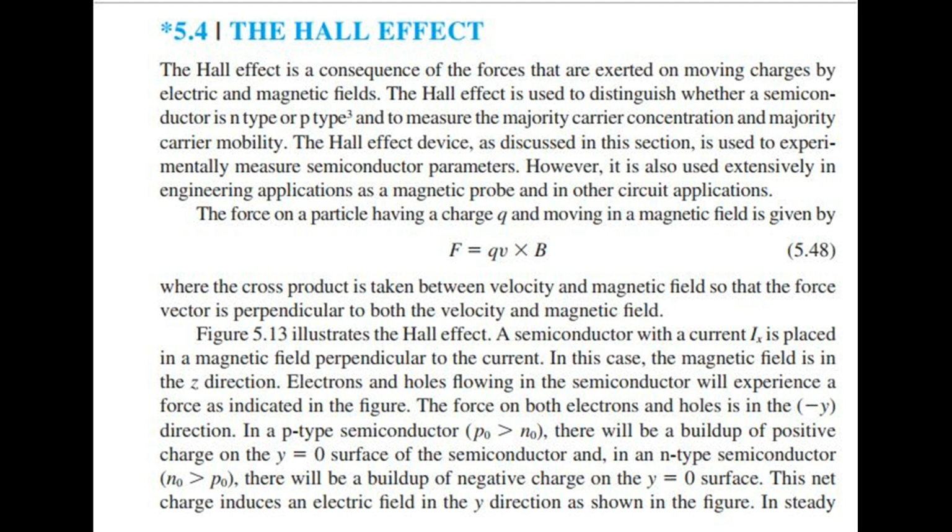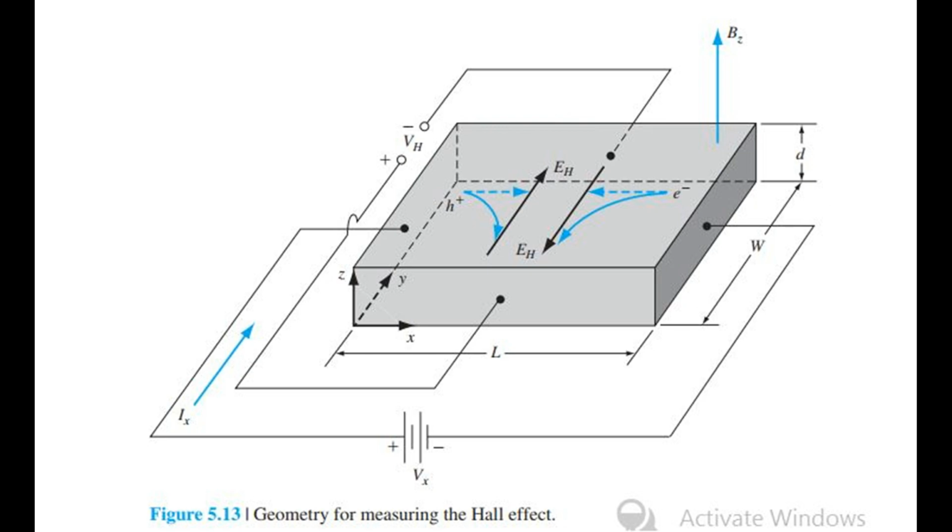In a p-type semiconductor, p0 is greater than n0, there will be a buildup of positive charge on the y equals 0 surface of the semiconductor, and in an n-type semiconductor, n0 is greater than p0, there will be a buildup of negative charge on the y equals 0 surface. This net charge induces an electric field in the y direction as shown in the figure. In steady state, the magnetic field force will be exactly balanced by the induced electric field force. Figure 5.13: geometry for measuring the Hall effect.